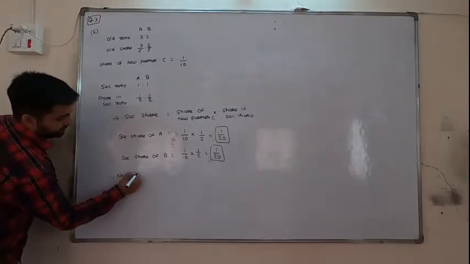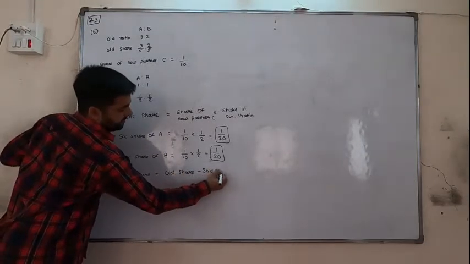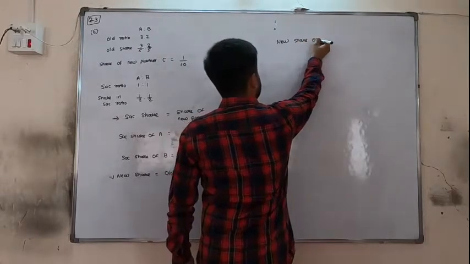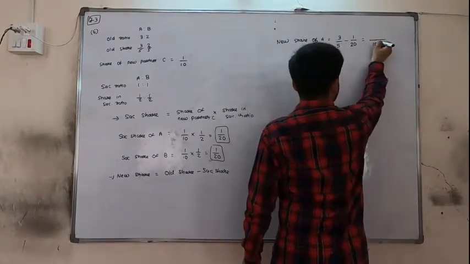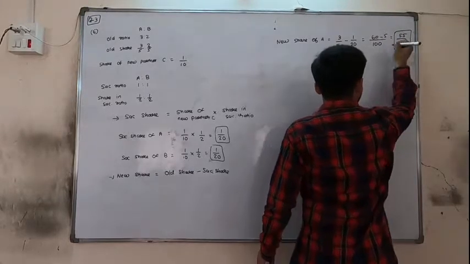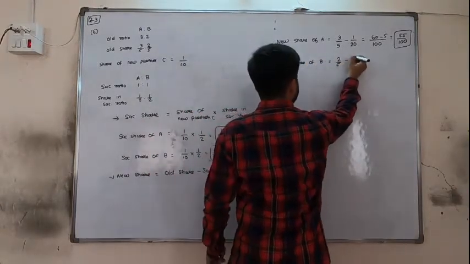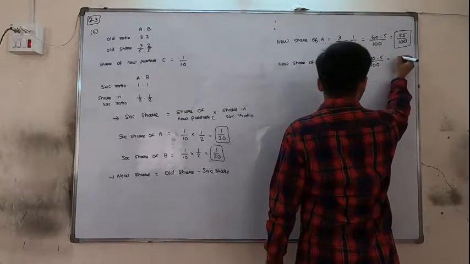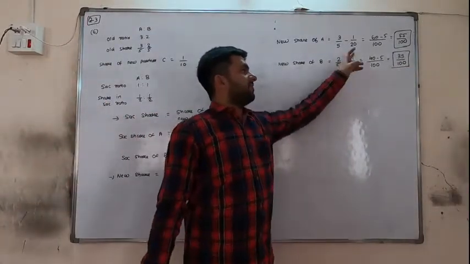Now we will obtain new share. New share is equal to old share minus sacrifice share. I'll write it here. New share of A, A's old share is 3/5, A's sacrifice is 1/20. 20 fives are 100, 20 threes are 60, 5 ones are 5, so 55/100. New share of B, old share of B is 2/5, sacrifice of B is 1/20. So 20 fives are 100, 20 twos are 40, 5 ones are 5. So it is 35/100.